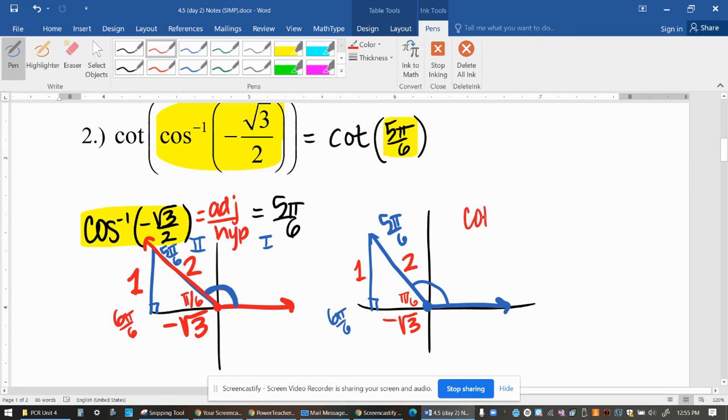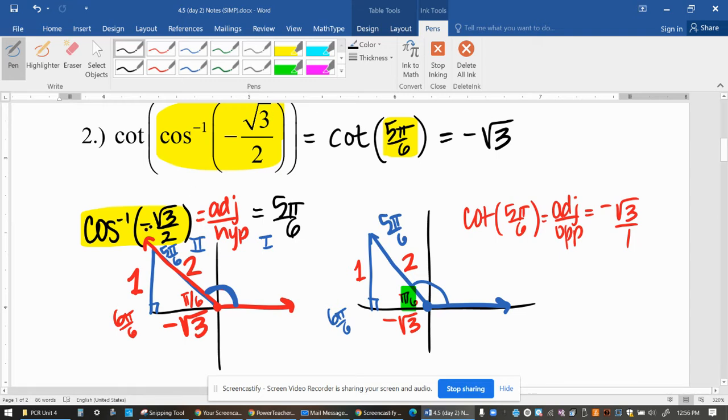Cotangent is the reciprocal of opposite over adjacent. So from my reference angle of pi over 6, I'm going to do adjacent over opposite. So adjacent would be negative root 3, opposite would be 1, and your final answer should be negative root 3.